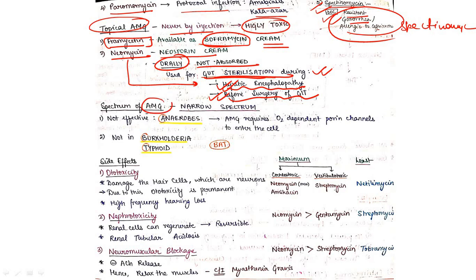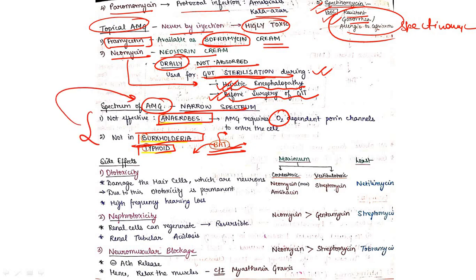Now coming to the spectrum of AMG, it is narrow spectrum. It is not effective against anaerobes, not effective for Burkholderia, and not effective against typhoid. The trick is BAD: Burkholderia, anaerobes, typhoid, because aminoglycosides require O2 for entry into the cell, which is why they are not active in anaerobes, clear. That's why we say that the spectrum of AMG is narrow spectrum.